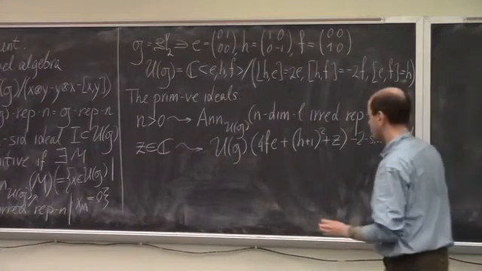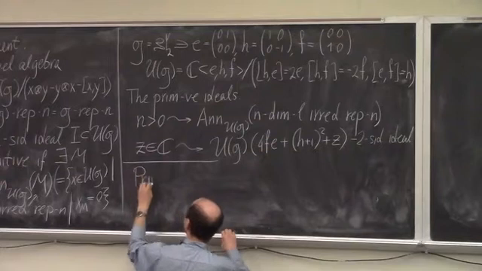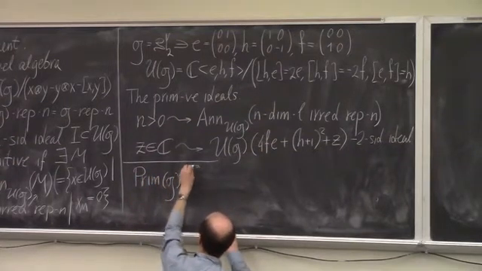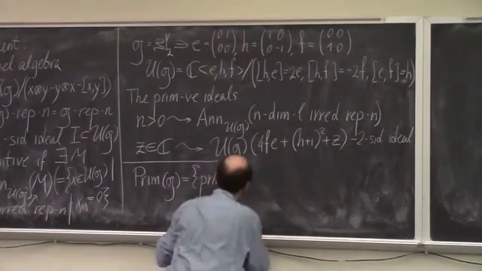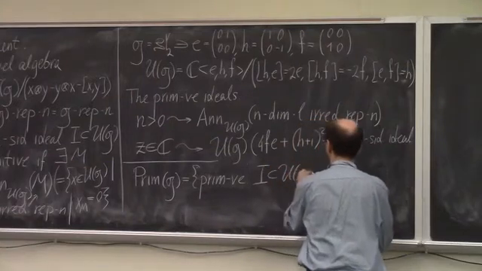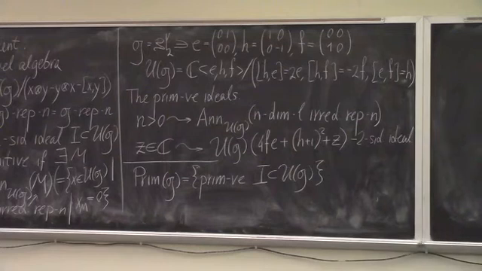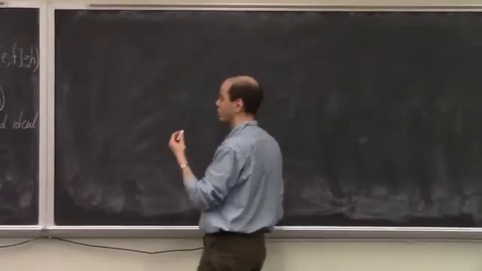So maybe I should introduce some notation. So I will write Prim g for the set of primitive ideals in U of g. Now this has been studied for a while, and there is a case where you can get a reasonably complete description. Somewhat surprisingly, that's the case when the Lie algebra g is nilpotent.